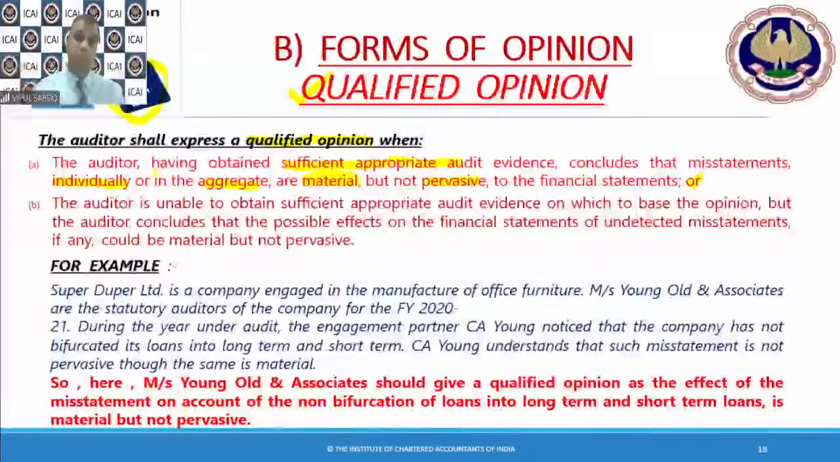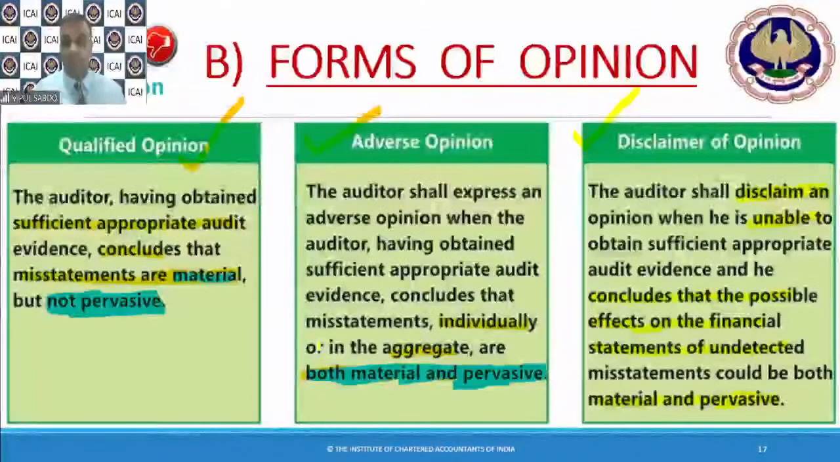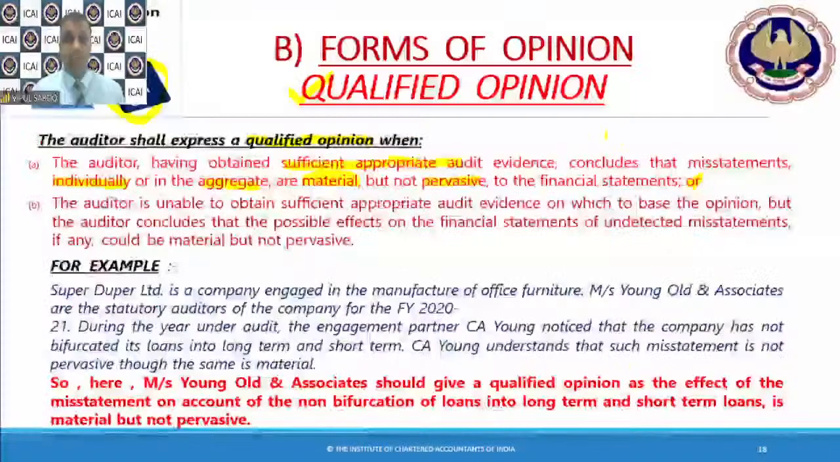Now we come to the case of disclaimer of opinion. When he disclaims his opinion, there could be something which makes him realize that this particular case could fall under qualified or adverse opinion. So the auditor is unable to obtain sufficient appropriate audit evidence on which he can base his opinion.